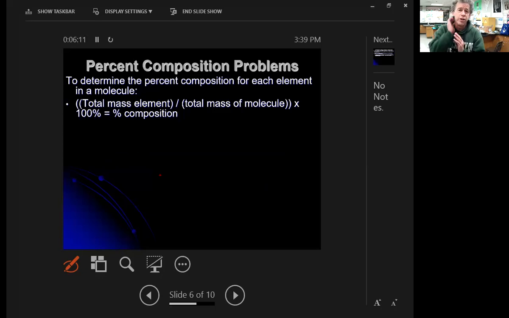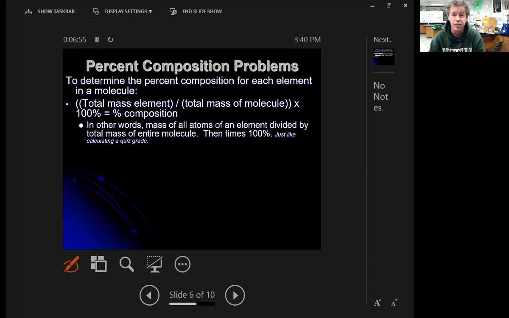Now, sometimes you'll want to know not only the mass of a single atom or a molecule, but what percentage of a molecule is a particular element. That could be important in terms of assaying things. If you're doing mining or something like that, and a certain percentage of some substance is gold, how much of it is that? Is it economically viable to mine? So to determine percent composition for each element, you basically take the total mass of the element divided by the total mass of the molecule, and then multiply that by 100 to get a percent.